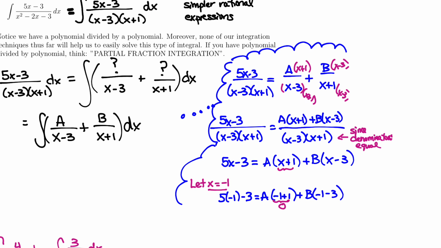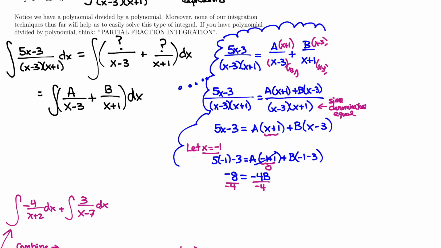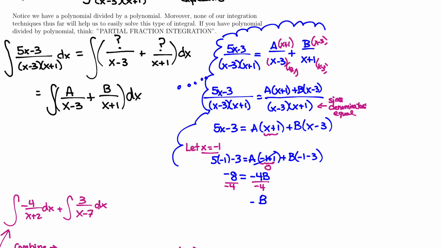Okay, so what do I have as my equation then? My equation is going to be negative 5 minus 3, which is negative 8, equals, that term dropped out, b times negative 1 minus 3, which is going to be what? Negative 4b. Are y'all with me? We divide both sides by negative 4. Can you tell me what b is going to be? b has to be 2. So I now know what b is.